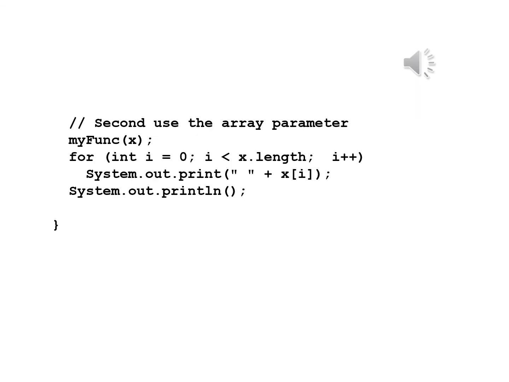Secondly, we use the array parameter and call myfunc of x. For int I equals 0, I is less than x dot length, I plus plus, System.out.print, a blank space followed by x sub I, and then to take us to the next line, System.out.println.